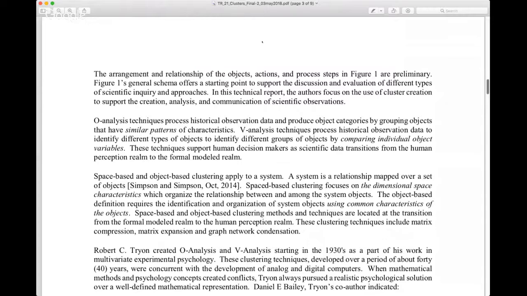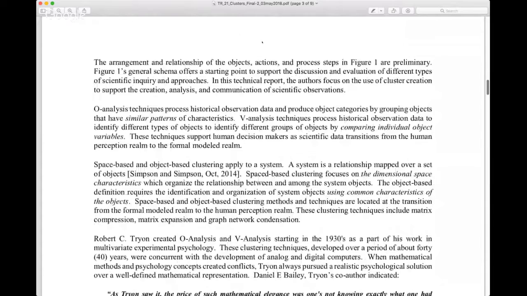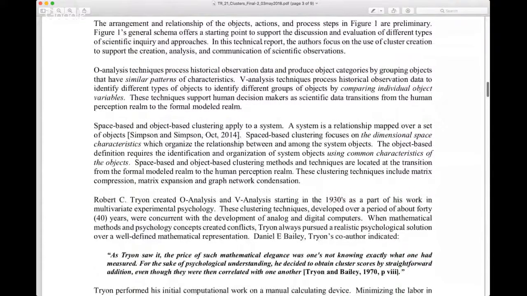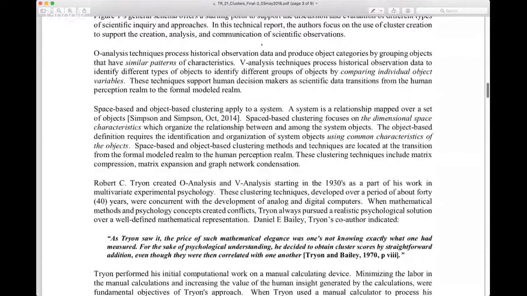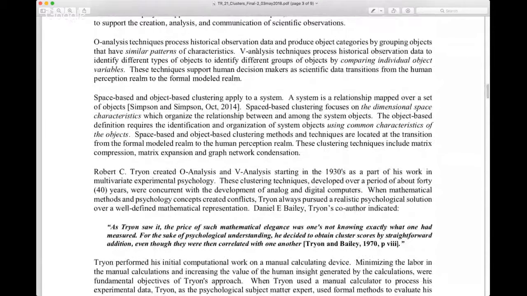But to be specifically about clustering, and use of formal techniques, I really want to talk about space-based and object-based clustering. When you have objects, you're going to look at their characteristics, and you're going to figure out how they're the same and how they're different. And you're going to group them according to the categories, according to their characteristics.